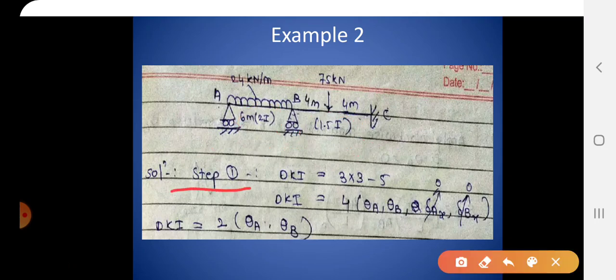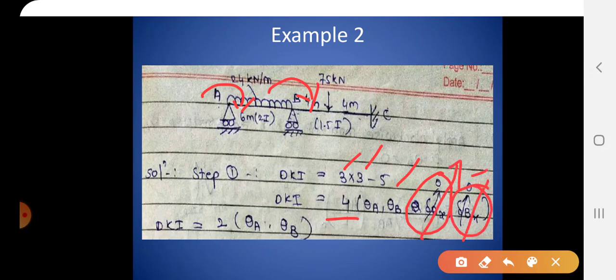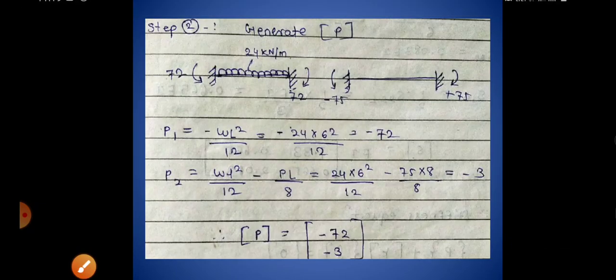Okay, go to step 1. Find out the degree of kinematic indeterminacy. So degrees of freedom 3 into number of joints 3, minus total support reactions 5, so 4, and the unknowns are rotation at A, yes, you have to be very careful, rotation at B, and delta A in the x direction and delta B in the x direction. Neglecting axial deformations, DKI will be 2, which is rotation at A and rotation at B. Okay, theta A, theta B.